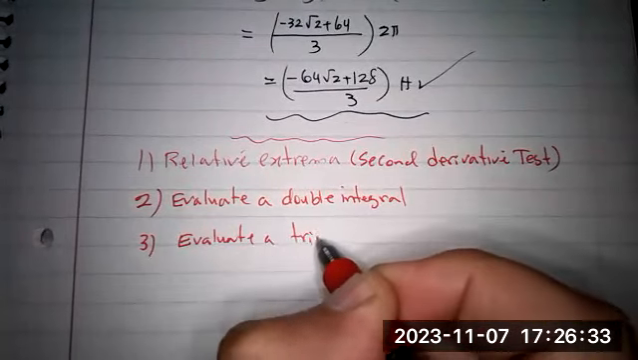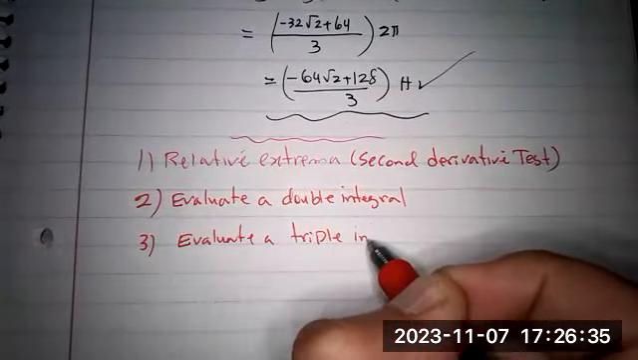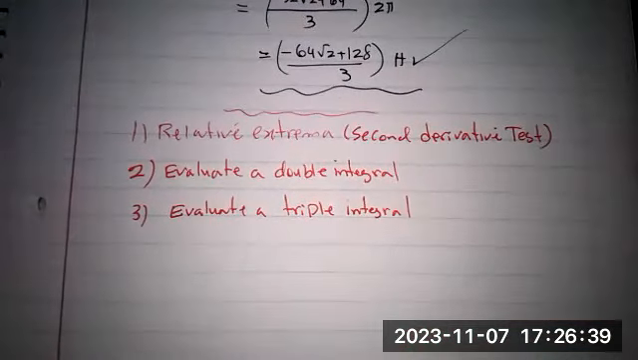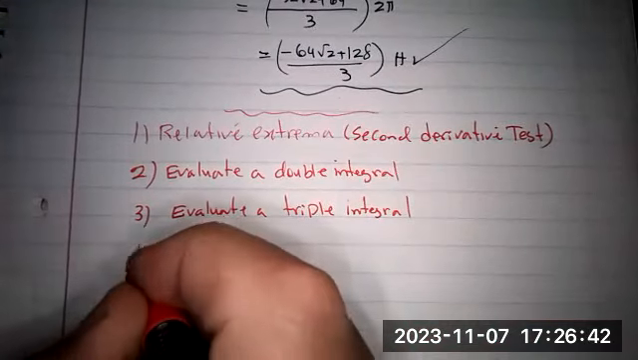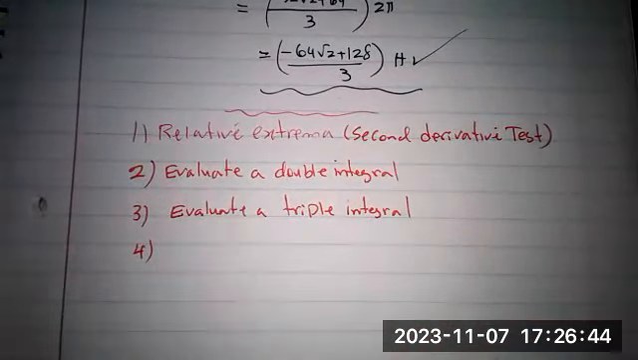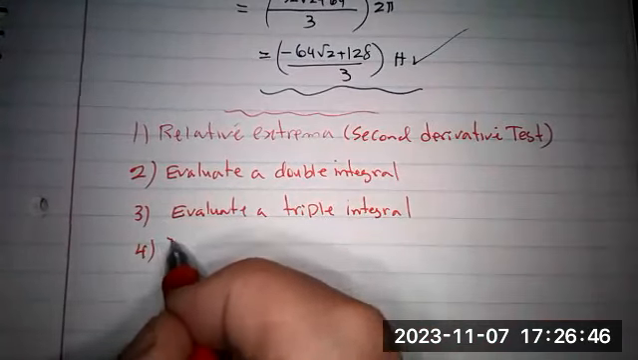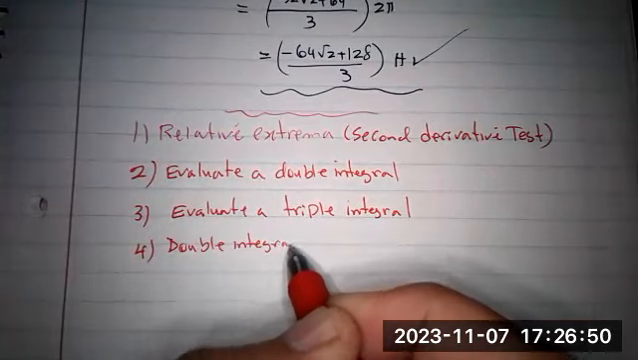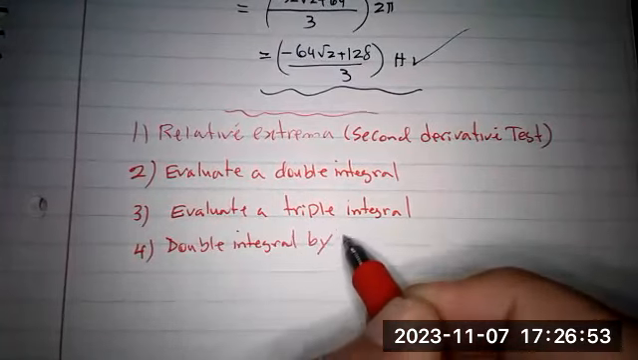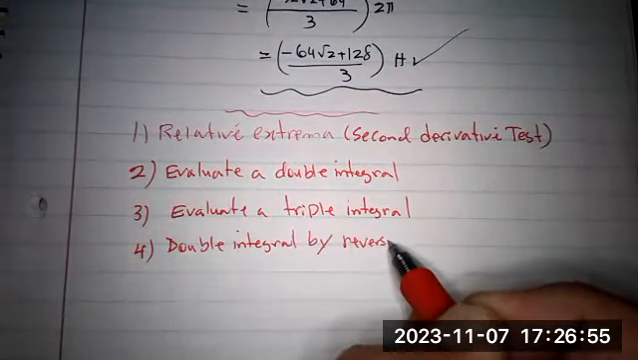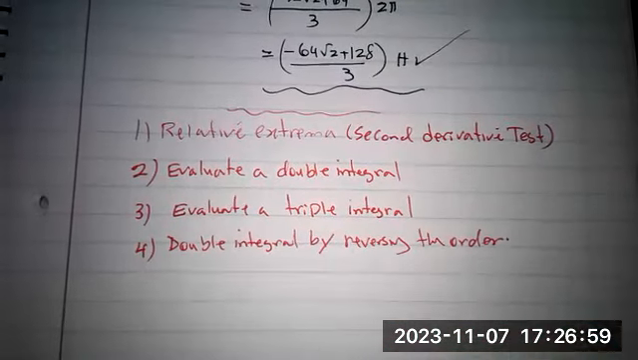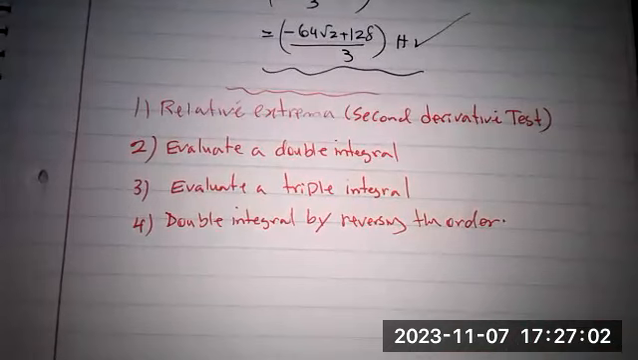A triple integral, got to be patient here, just ordinary one, ordinary region. Then number 4, double integral by reversing the order. The order of integration, you know that you switch the order and easily can be integrated.